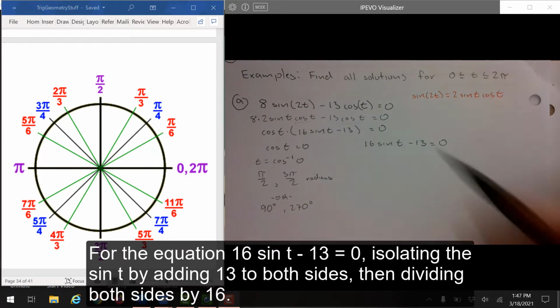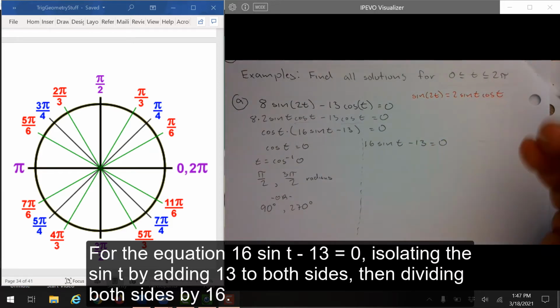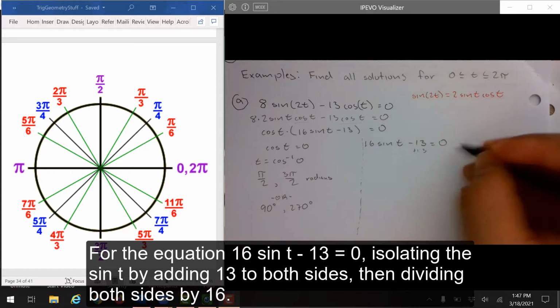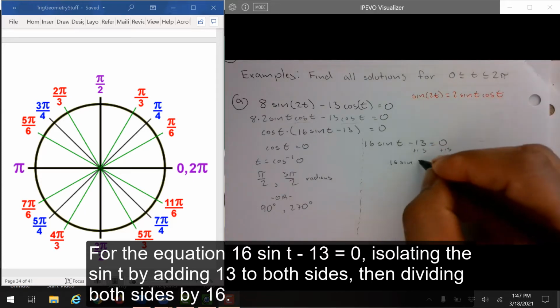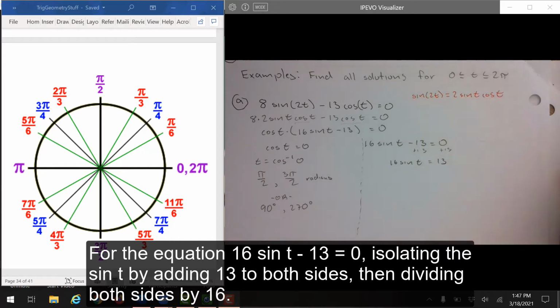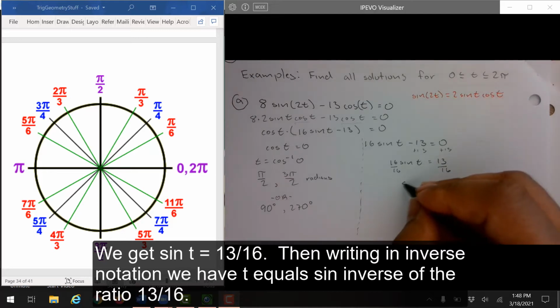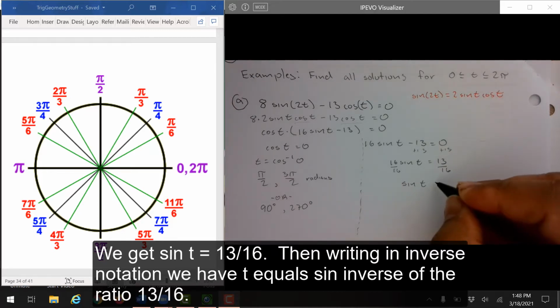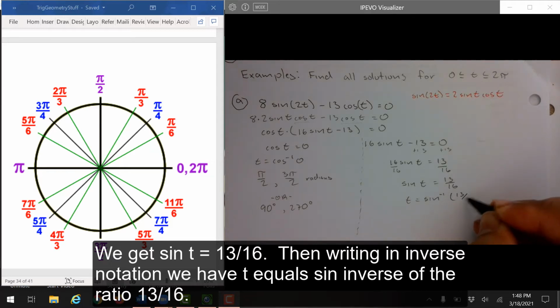For the equation 16 sine t minus 13 equal to 0, isolating the sine t by adding 13 to both sides, then dividing both sides by 16. We get sine t equals 13 over 16. Then writing in inverse notation, we have t equals sine inverse of the ratio 13 over 16.